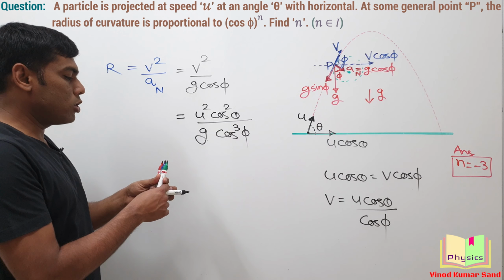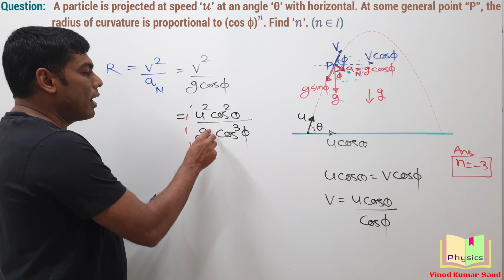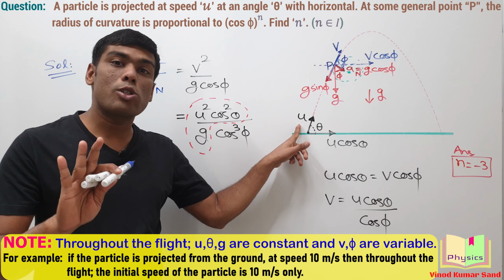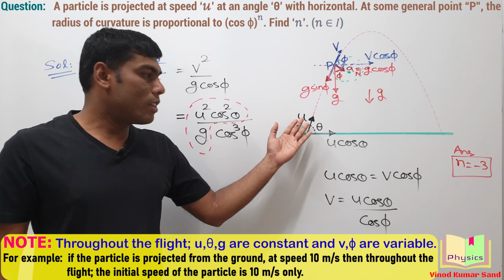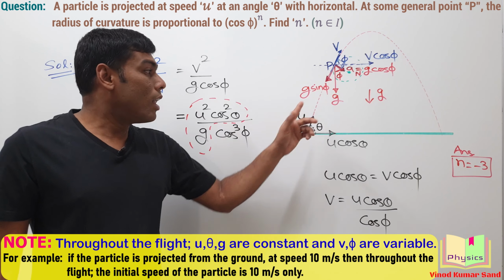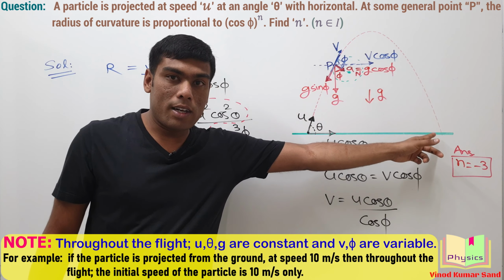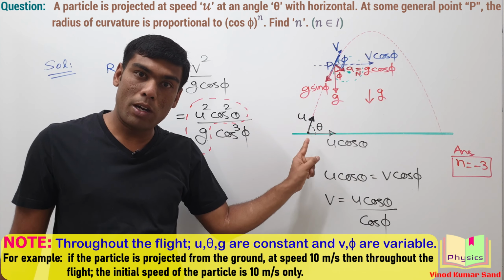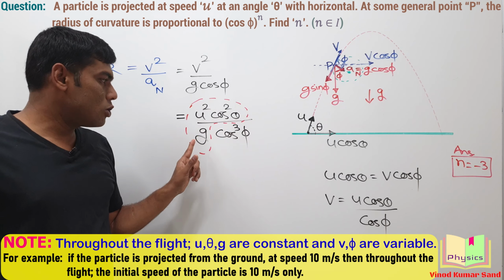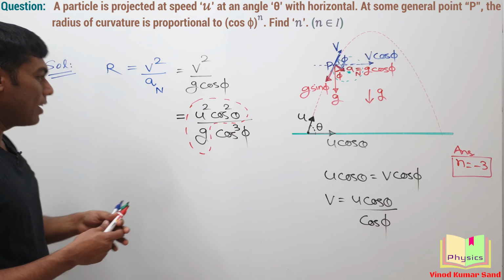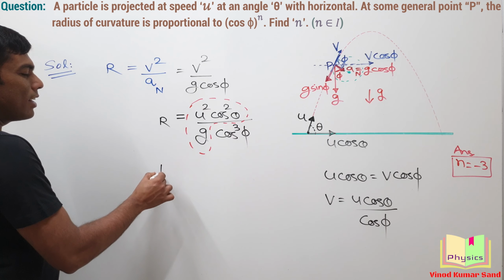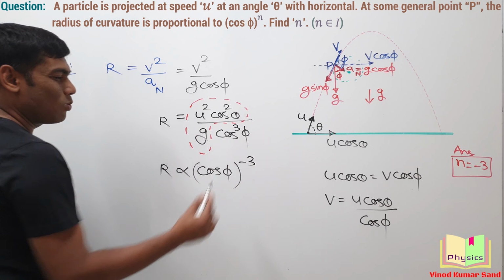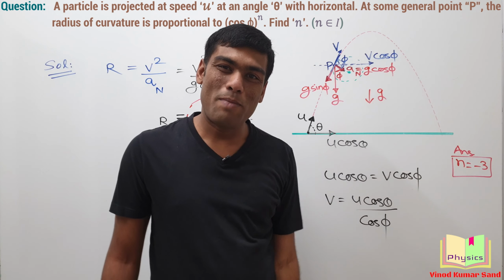Now in this expression, if we pay attention, this entire data is actually constant. u is the initial speed, and the initial speed is a constant. Later on, v is the variable data. The v has the initial value equal to u. Clear? v is variable, but u is constant. This theta is constant, g is constant, only phi is the variable here. So we got the required relation. The radius is proportional to cos phi to the power -3. So the answer is -3.